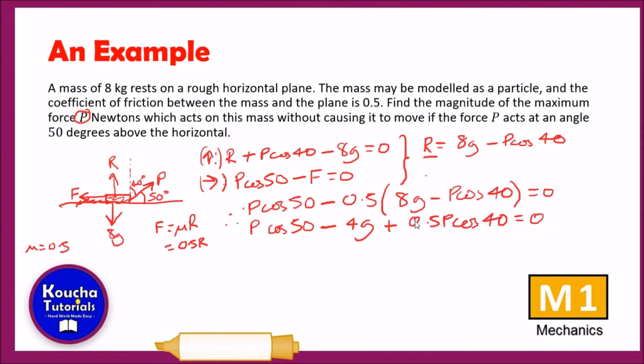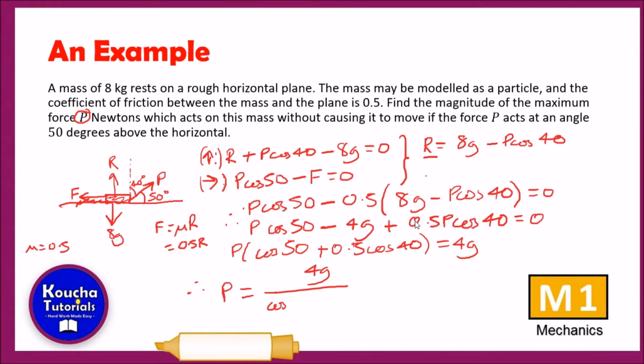And now all you have to do is factorize the P from here. So if you factorize, you're going to have P times (cos 50 plus 0.5 cos 40), and moving the 4g across, we have equals 4g. Hence dividing all this across, we're going to have P equals 4g over (cos 50 plus 0.5 cos 40), and putting this in the calculator should give us 38.2 newtons.